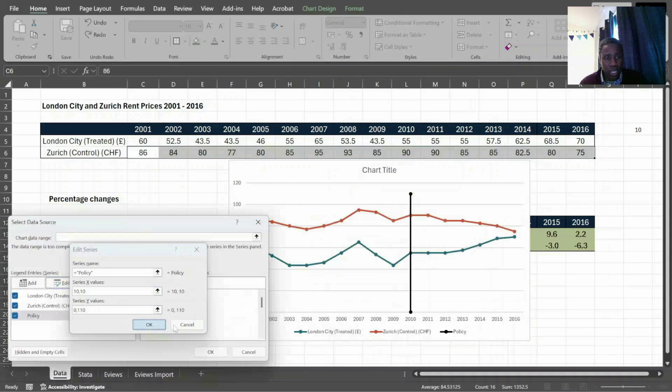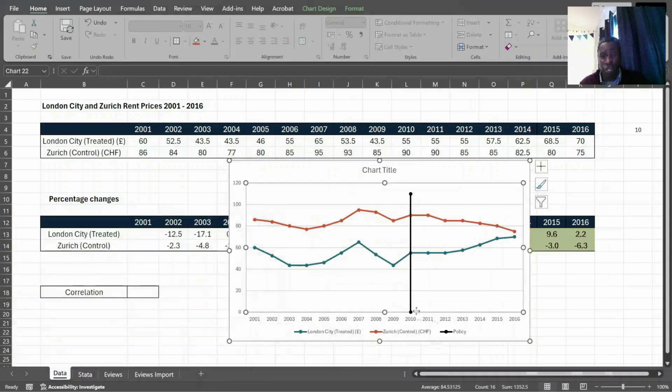Okay, so this is a policy line. It should show. Here we are. That's very good. So this is our policy line here. This is when the implementation of the policy, the business rates suspension, happened. And we can see thereafter, London has a slight uptick. And we'll measure this properly, and Zurich is the converse.